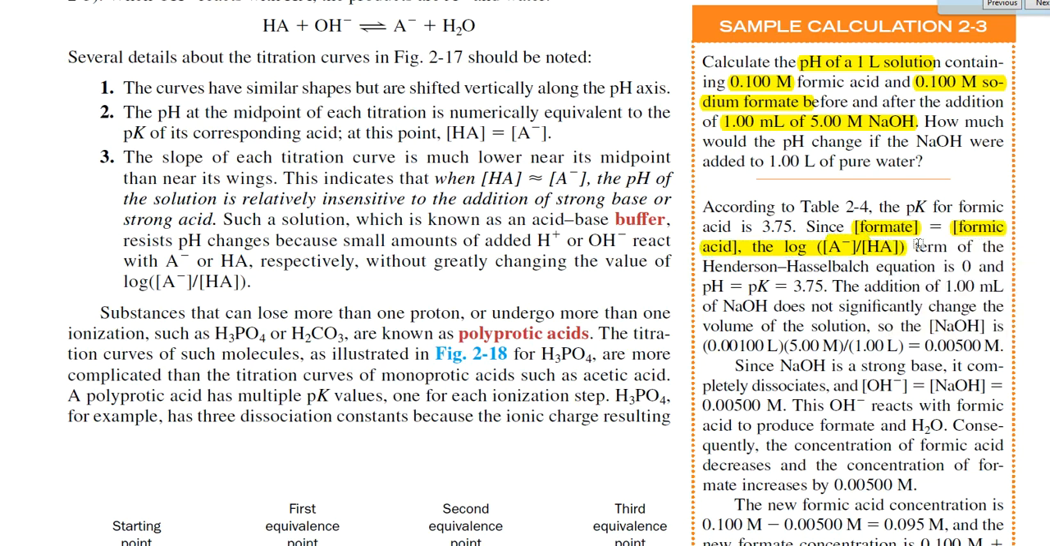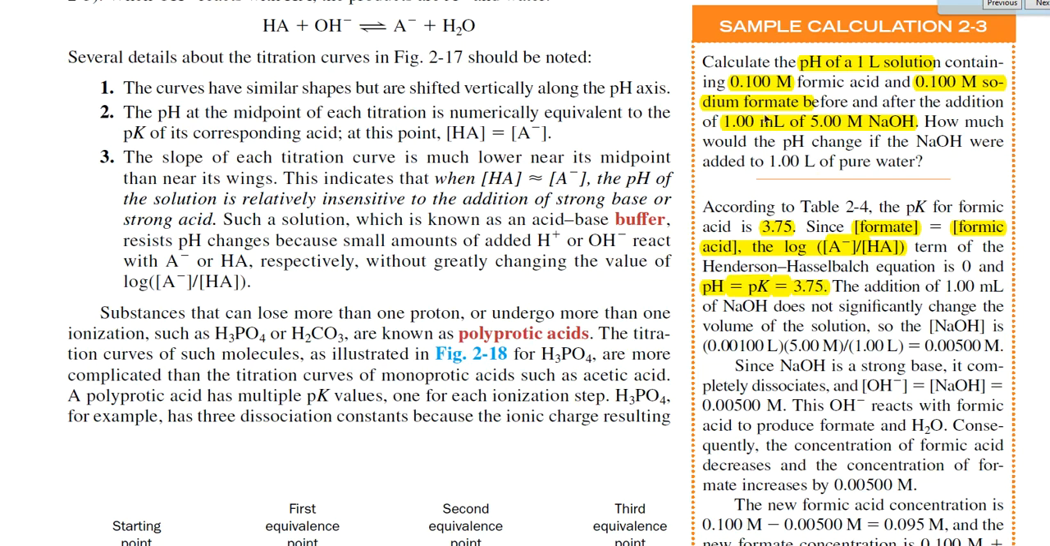If you write it in equation form, log of the concentration of base by the concentration of acid cancels out and becomes log 1. Log 1 is 0. From the table we find that the pK of formic acid is 3.75. Since the log part is 0, pH is equal to pK, which is 3.75.